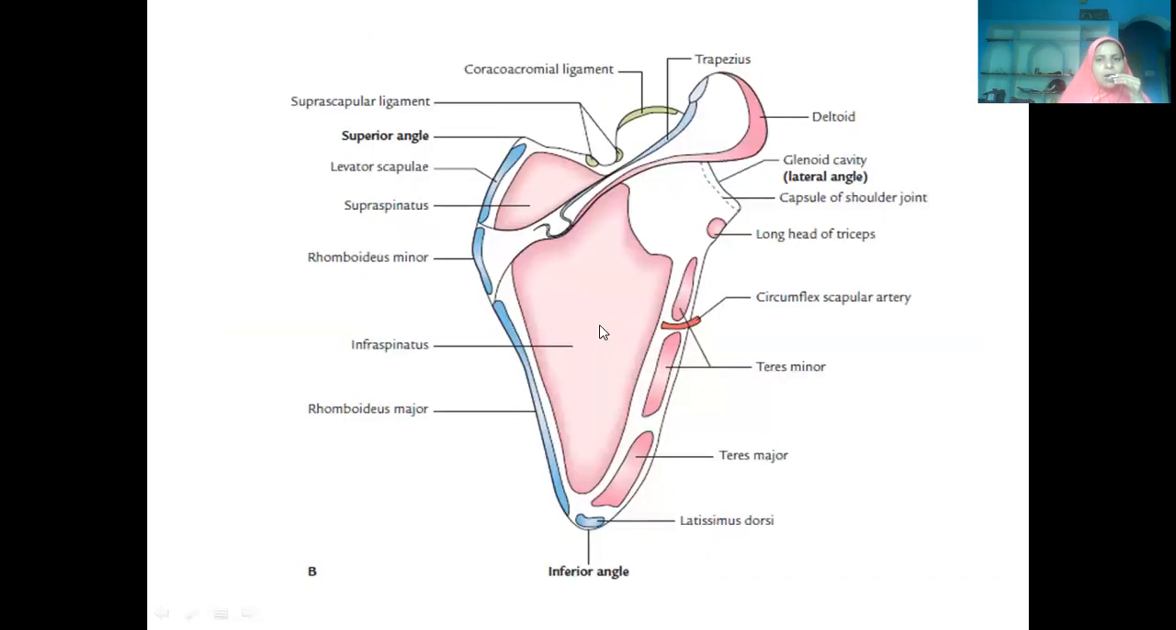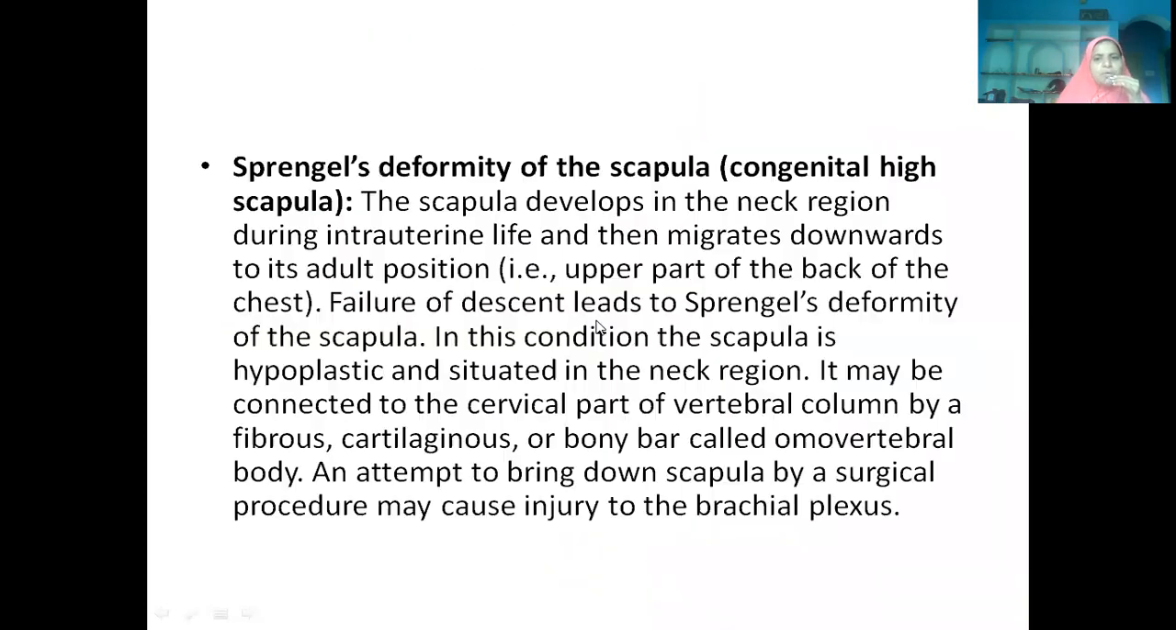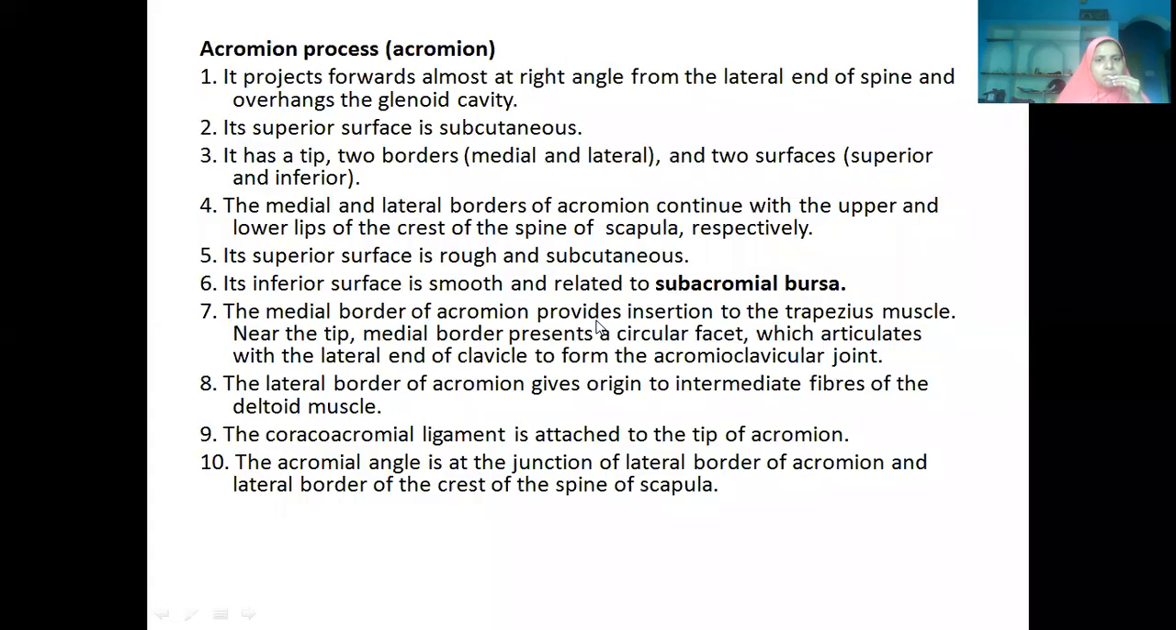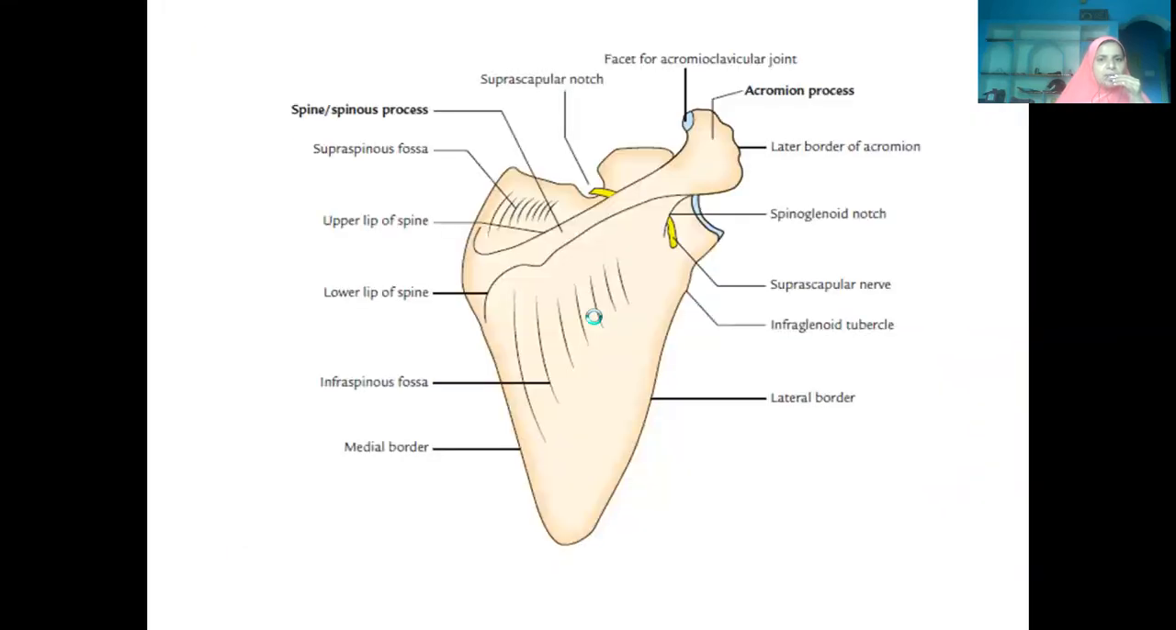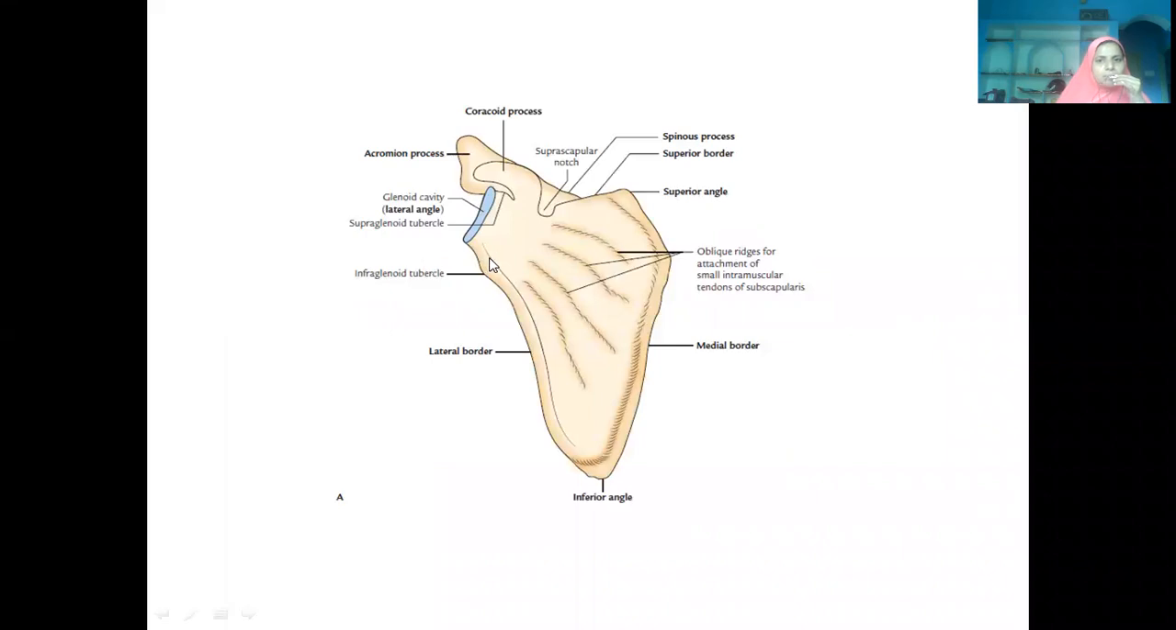Okay, beta. So that is all about the scapula bone. Hope you understood. Yes, ma'am. Okay, we will see point-wise if we have missed anything.